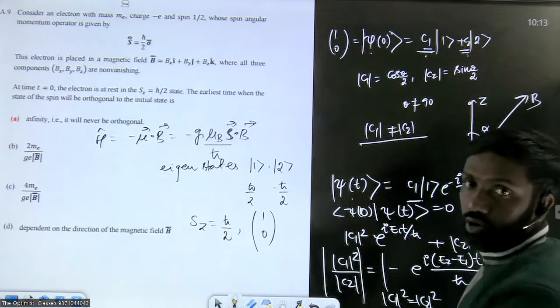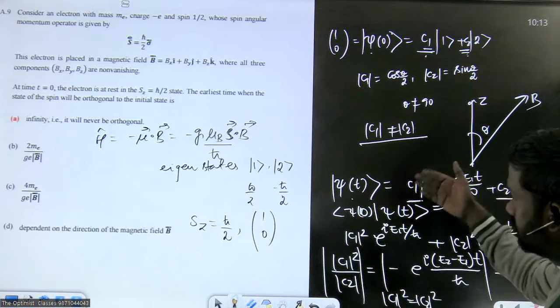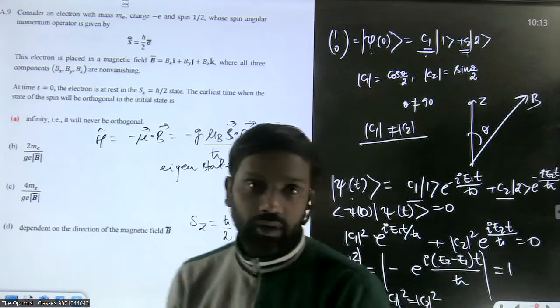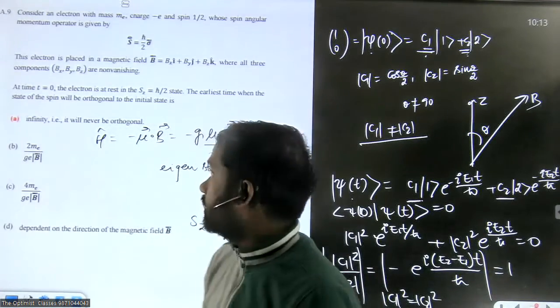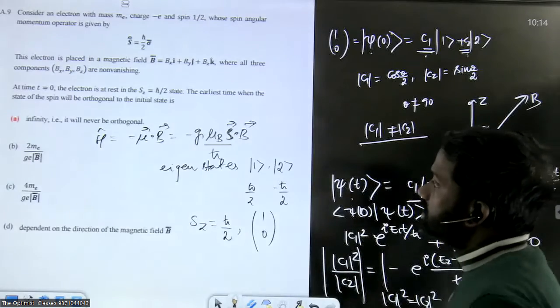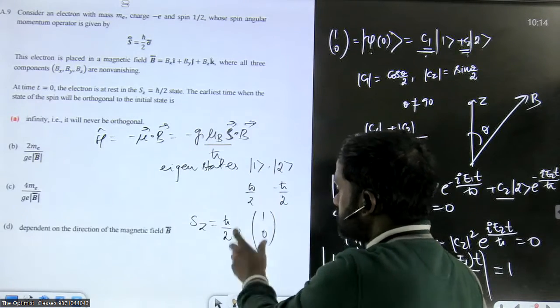Okay, because in general they may not be equal, and if they are not equal, the later wave function can never be orthogonal. Because for orthogonality, the modulus of these two has to be the same. So the correct answer is that it will never be orthogonal, because it is a general situation. In a general situation, this is the Hamiltonian. If you calculate its eigenstates, you will get this. But the initial state is this.